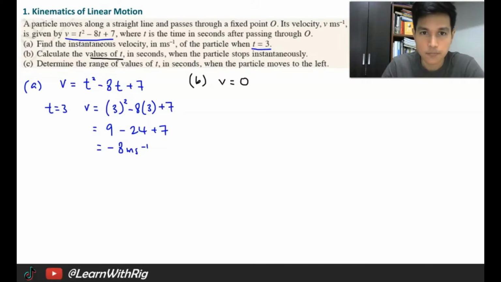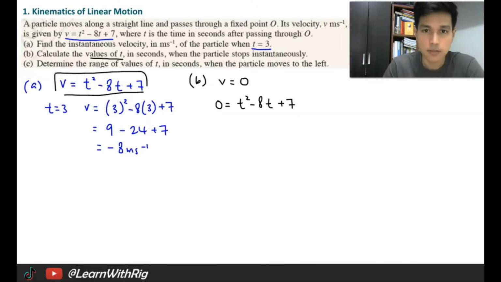So we're going to solve that. Just substitute into the main equation here. So 0 equals t square minus 8t plus 7. You can factorize this quadratic. Use your calculator, you get t minus 7 and t minus 1. So in other words, the time is equal to 1 second and also 7 seconds.